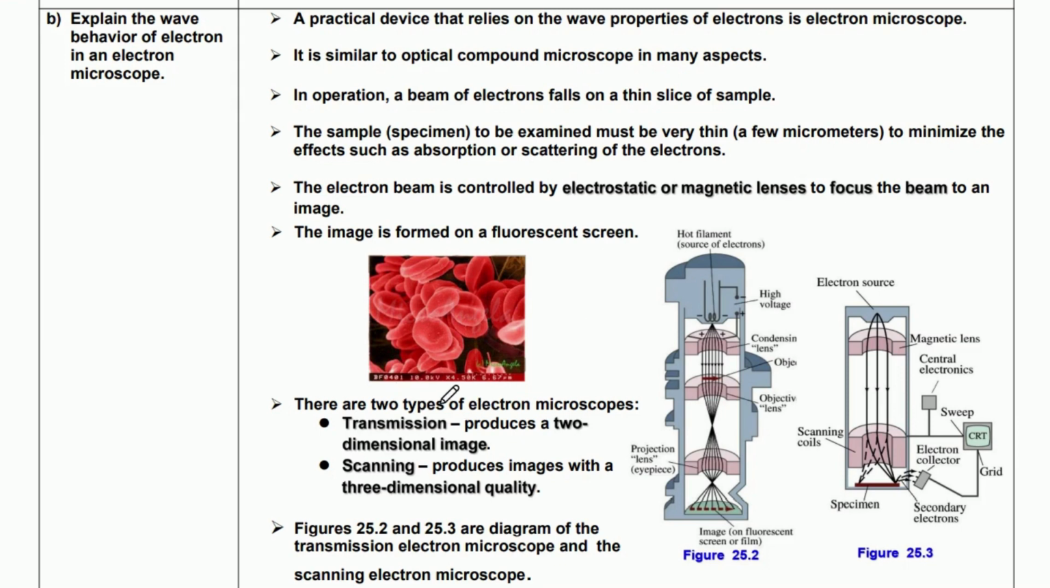Okay, so there are two types of electron microscope. So kita ada transmission, produce a two-dimensional image, dan kita ada scanning, produce image which are three-dimensional quality. Okay, so figure 25.2 and 25.3 are diagrams of the transmission electron microscope and the scanning electron microscope. So ini contoh mikroskop dia lah. Okay, ini adalah transmission electron microscope. So ini adalah scanning electron microscope.